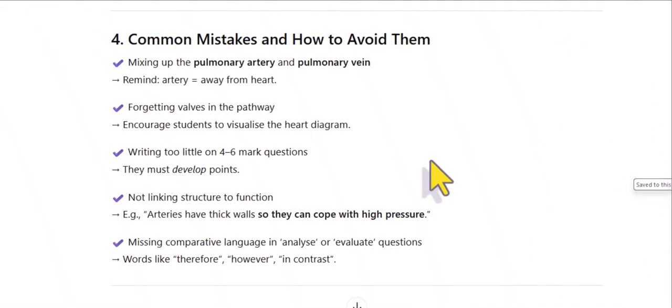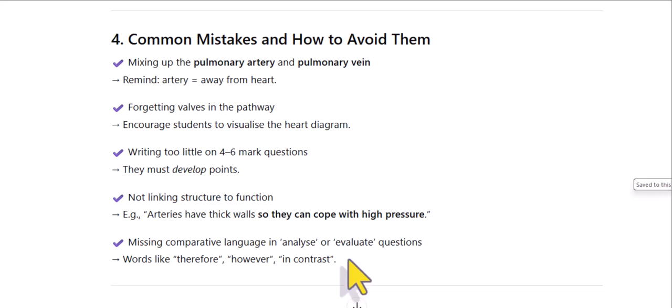Common mistakes and how to avoid them, mixing up the pulmonary artery and pulmonary veins. I think this one is really important as well. Writing too little for the number of marks that are available. It's always important that students can develop their points. And then down here, this idea of comparative language, using it appropriately, using it correctly, especially in questions like analyse and evaluate. So you've got your therefores, your however, in contrast, on the other hand, etc.